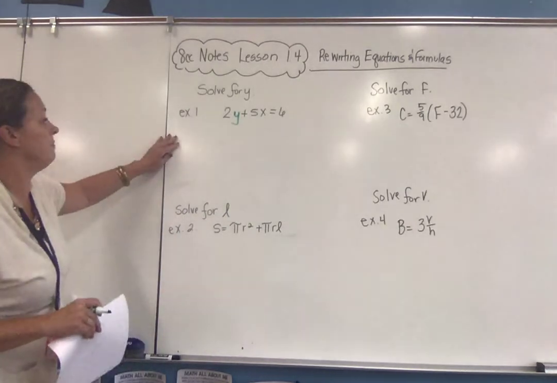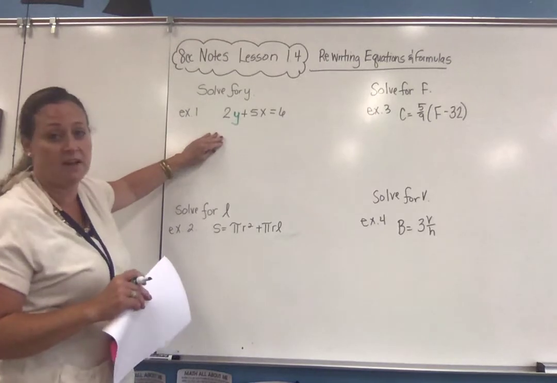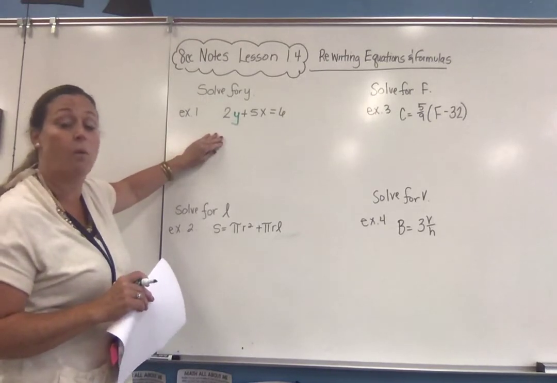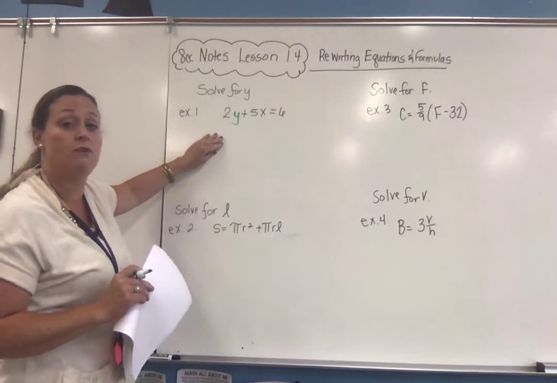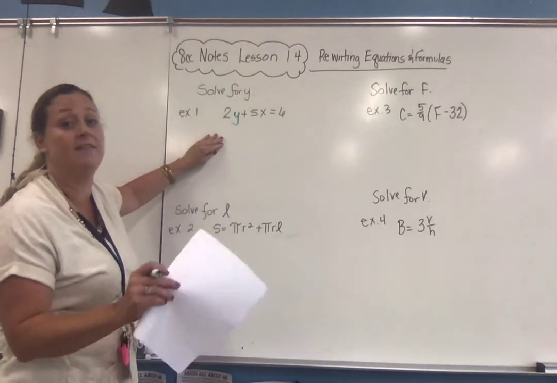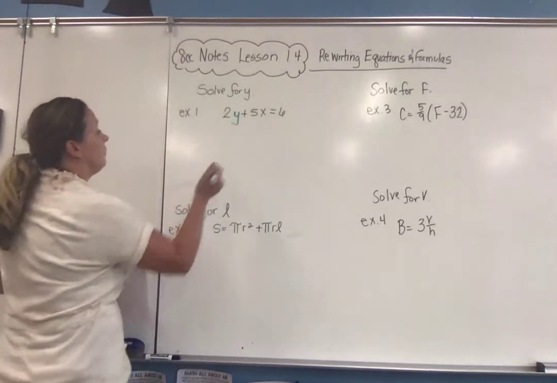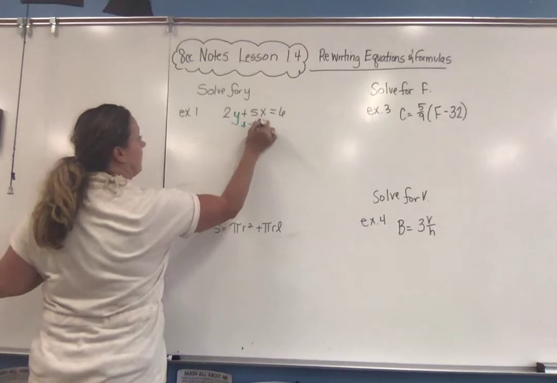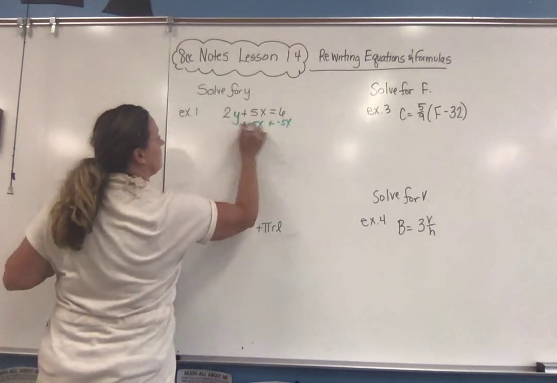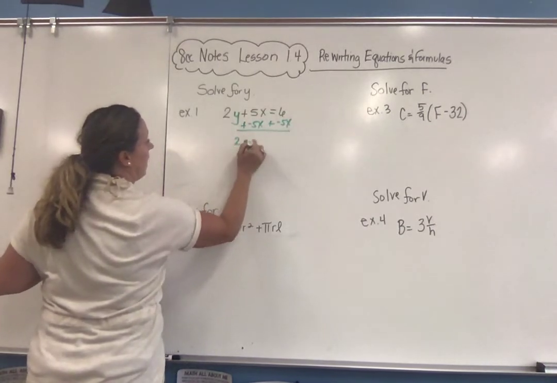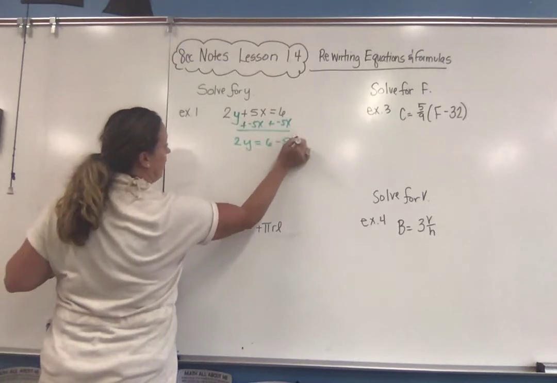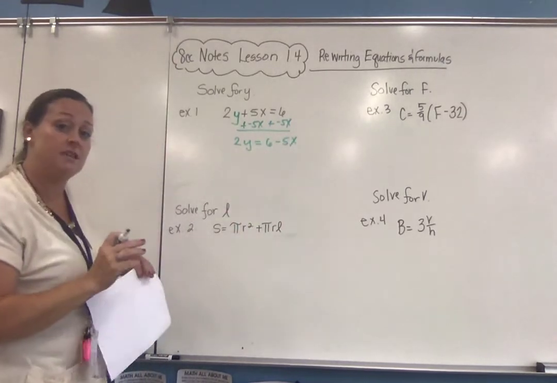In the first example, we have 2y plus 5x equals 6. We are solving for y. So our goal is to move all the terms away from y and then isolate the variable. In our first step, we're going to add negative 5x to both sides. We are now left with 2y equals 6 minus 5x. And then I need to isolate the variable.